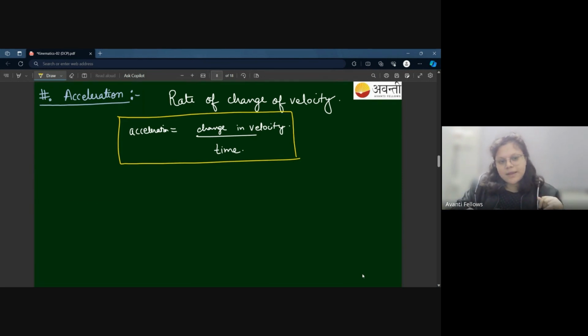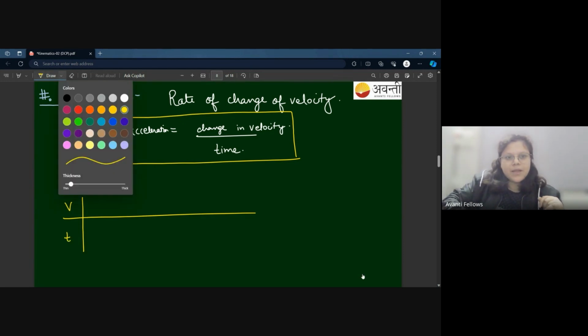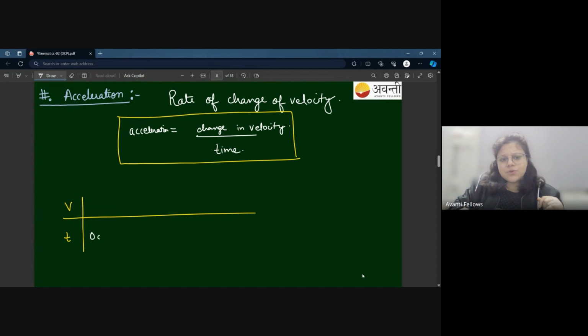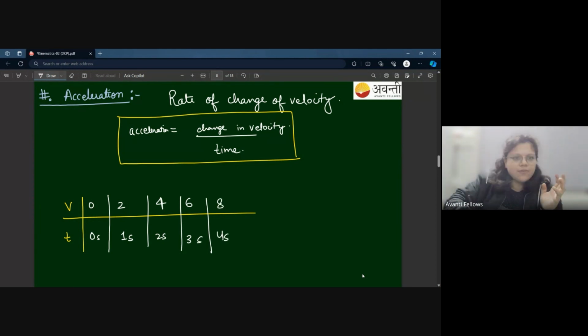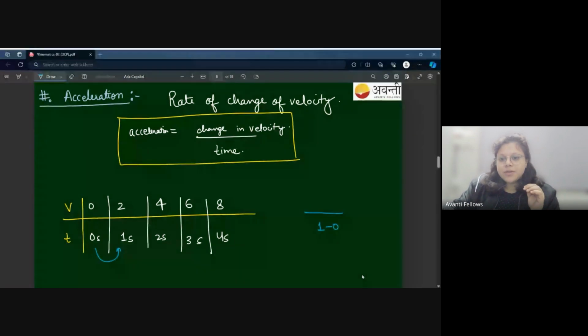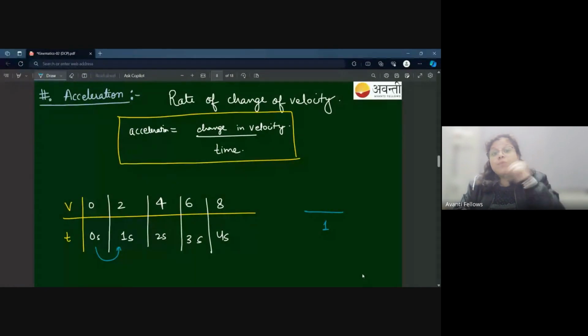For example, I gave you a chart where this is the value of t and this is the value of v. At t equals 0 second, the velocity is 0. At 1 second, it is 2. At 2 second, it is 4. At 3 second, it is 6. At 4 second, it is 8. So if I ask you about the acceleration from 0 to 1 second, the duration is 1 second. What is the amount of change? 2. So it is 2 meter per second square.